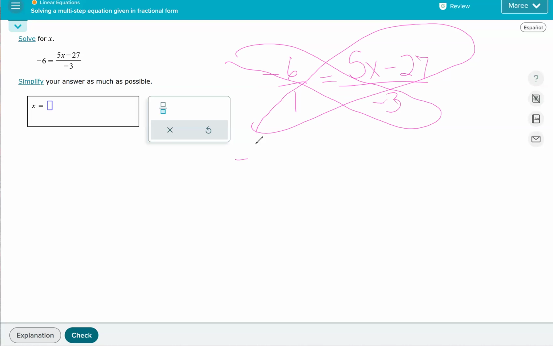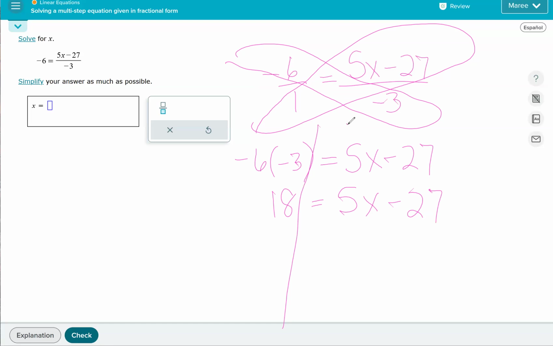So we're going to multiply -6 by -3, and 1 times 5x minus 27 is just equal to 5x minus 27. So we're going to do -6 times -3 is a positive 18. Now we're at the point where we can solve for our variable x.